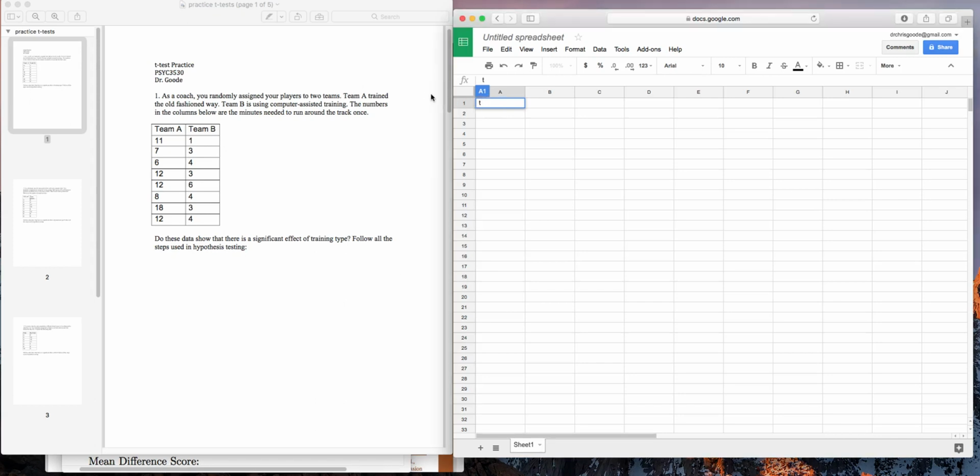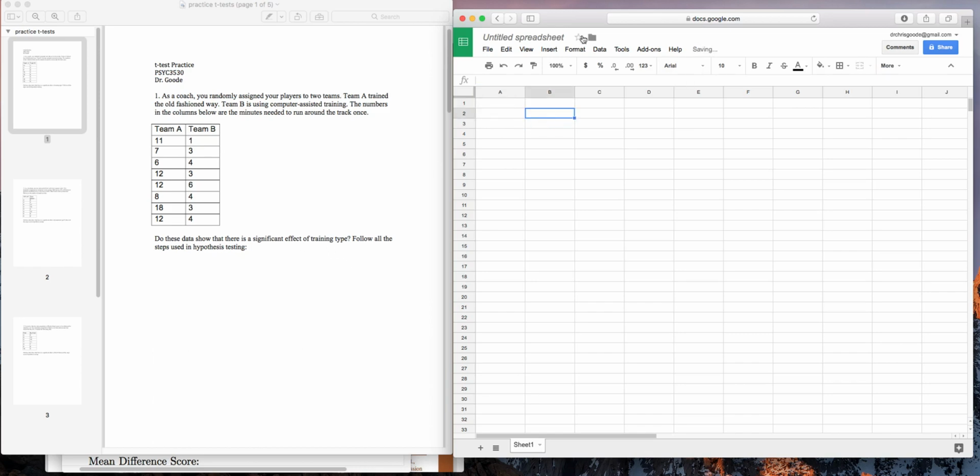Here, and we are going to solve these t-test practice problems that I've posted on the iCollege website. So let's read this first one. As a coach, you randomly assign your players to two teams. Team A trains the old-fashioned way. Team B uses computer assistance. The number of minutes needed to run around the track once. Do the data show there's a significant effect of training type? Follow all the steps used in hypothesis testing.